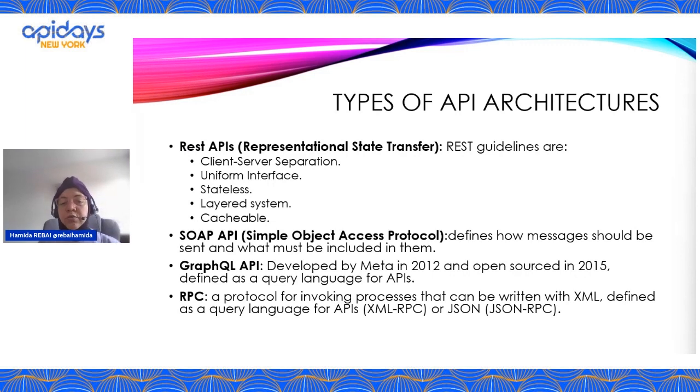We also have the GraphQL API. It was developed by Meta in 2011, and it became open source in 2015. GraphQL API is defined as a query language for APIs. So GraphQL allows requesting clients to receive exact data rather than a fixed structure of data from requests performed with a traditional REST API.